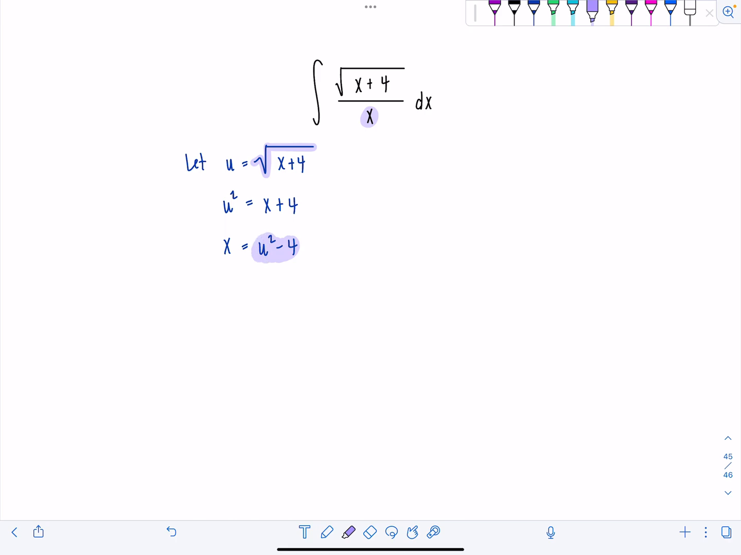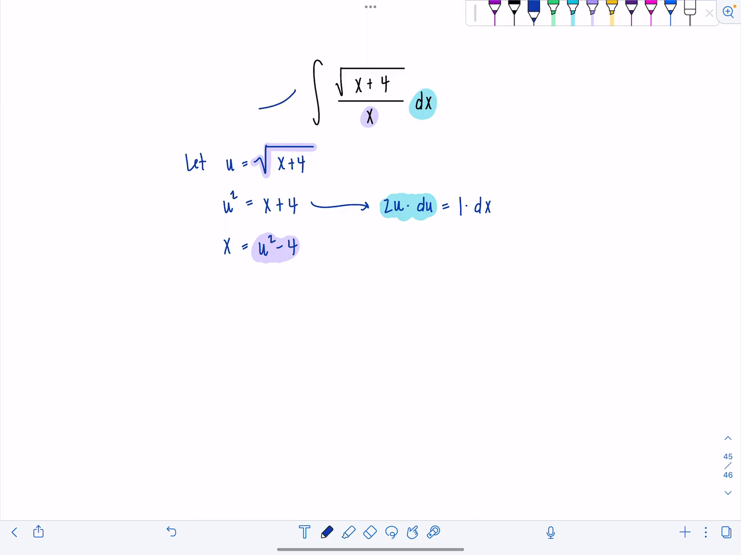Now I need to figure out what dx is, and the easiest place to find that is right here, since u squared is equal to x plus 4. So differentiating both sides, derivative of u squared would be 2u du, derivative of x is just 1 dx, and then derivative of 4 is 0. So what does that mean for us? That I could substitute dx with 2u du. All right, we should be in business now.